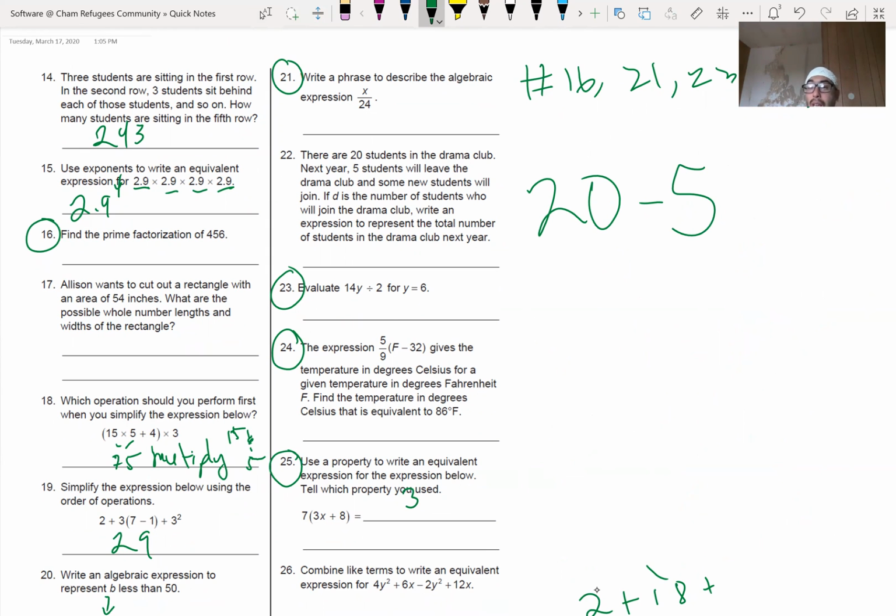So we're not done yet. We have to say how many people join. How many people join? D people join. We don't know that number. D represents a number that we just don't know. So it could be 100 people, 1,000 people. I don't know. So we just do plus D.